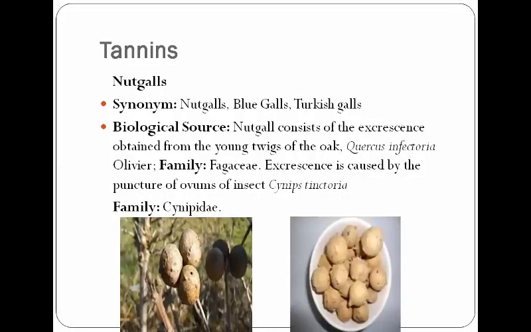The other drug we have is nutgall, which is also called blue galls or Turkish galls because of their origin. They are also called Turkish galls.